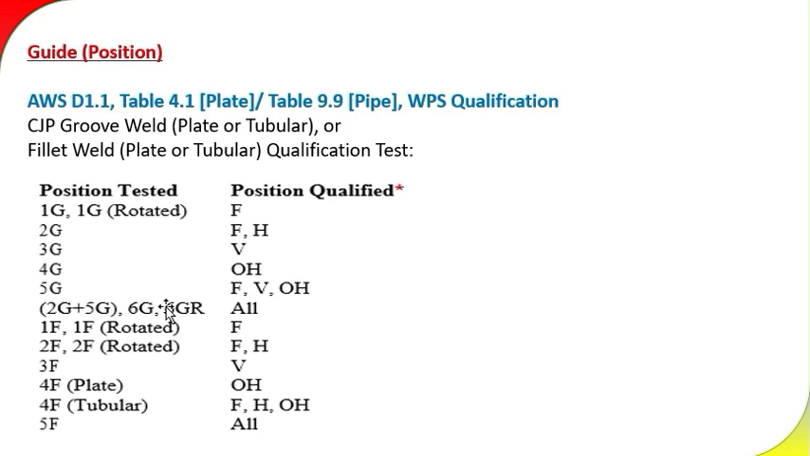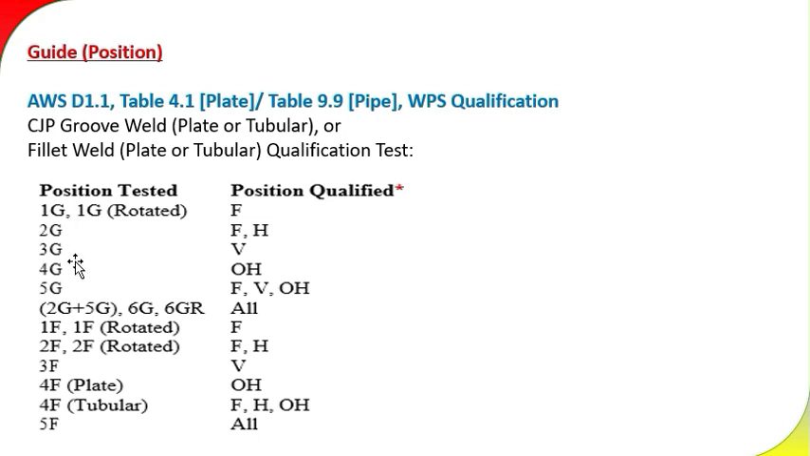How can you understand it now? You see position tested and position qualified. If he is qualified for 1G and 1G rotated, then he is qualified for F, meaning flat position. If he is qualified for 2G, then he is qualified for flat and horizontal. 3G qualified means he is qualified only for vertical.